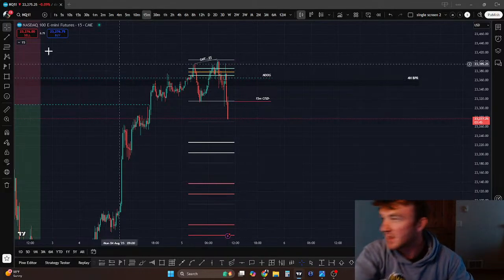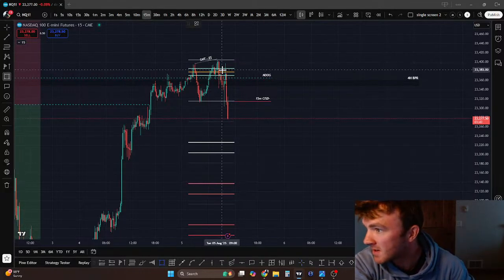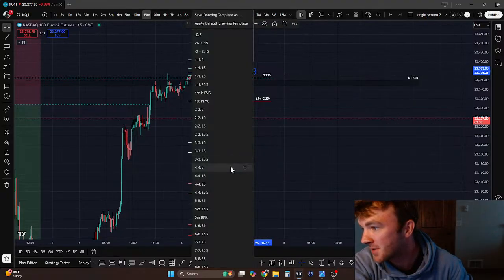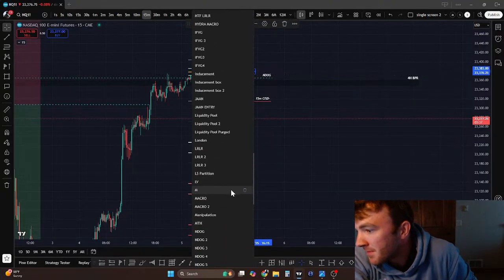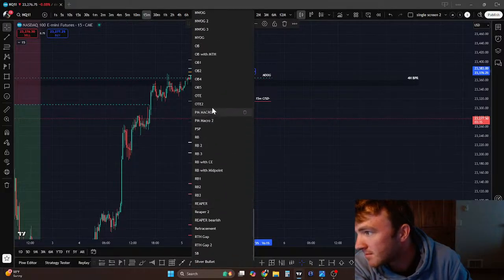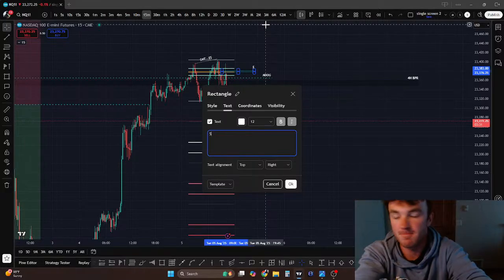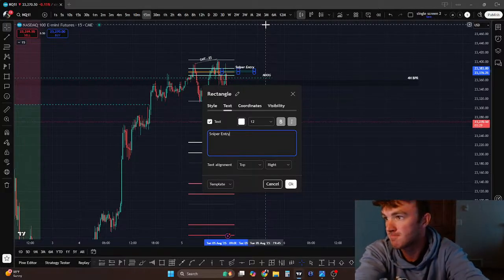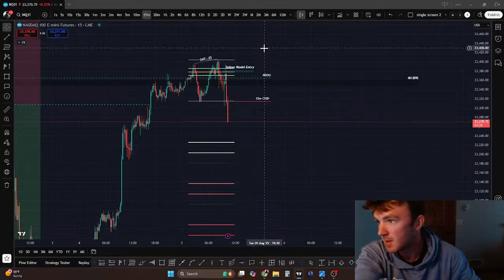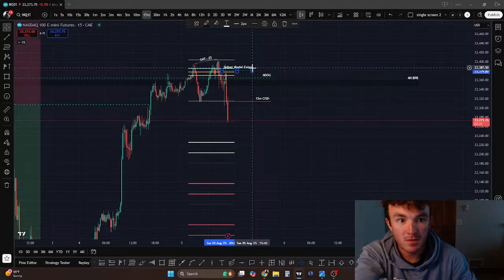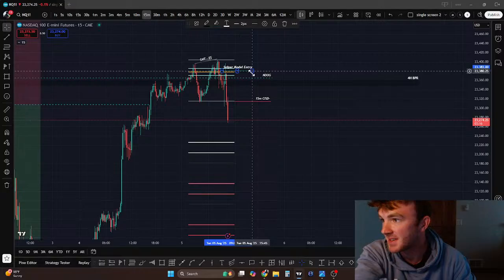Backtesting OTE. Jake trades at OTE here. Well, whatever you want to call it, sniper entry, OTE, whatever. Nice.